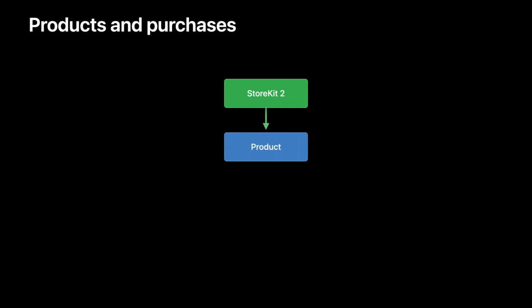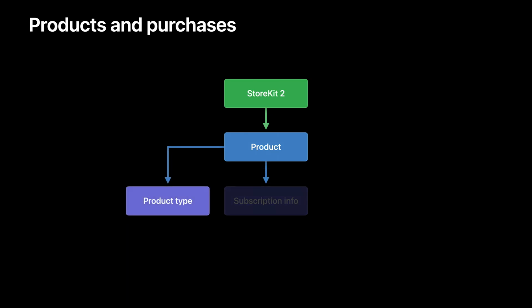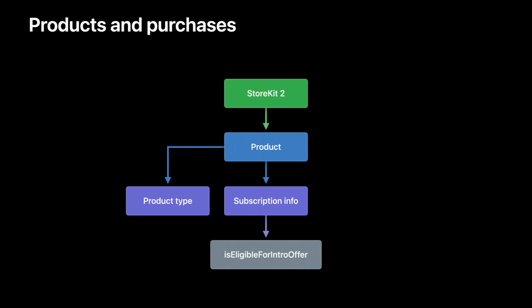The StoreKit 2 product struct is a supercharged version of the StoreKit product object you're used to. To start, we've added additional data to it, such as the product type and extended subscription information. With StoreKit 2, we're making it easier to do things like find out if the customer is eligible for your introductory offer. We're also making StoreKit 2 products forward compatible with new features.